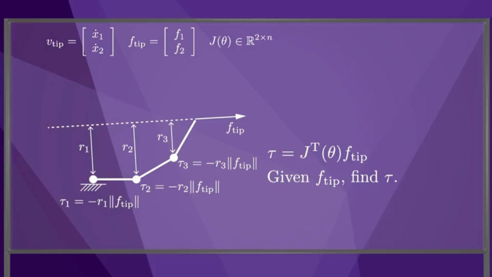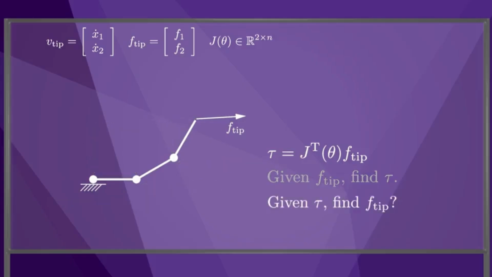You could also imagine asking the inverse question. Given tau, what is the endpoint force f-tip? But this question is not as straightforward because the inverse of J transpose may not exist. For the 3R arm, for most random choices of joint torques, the arm will have internal motion and will not simply statically resist an externally applied force minus f-tip.